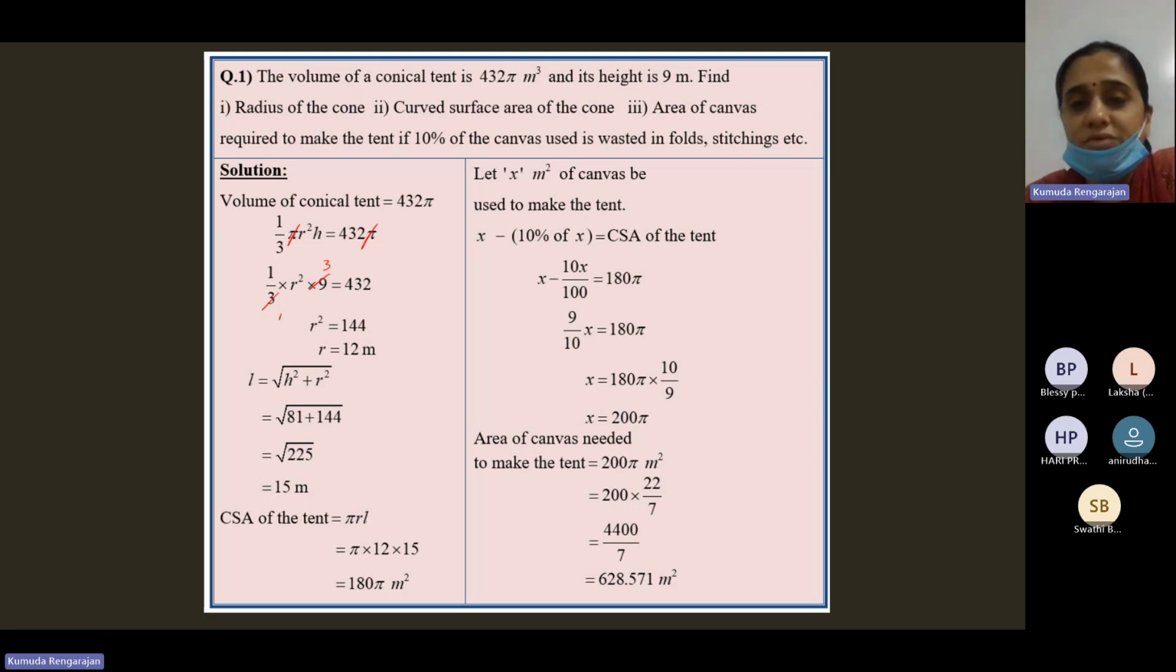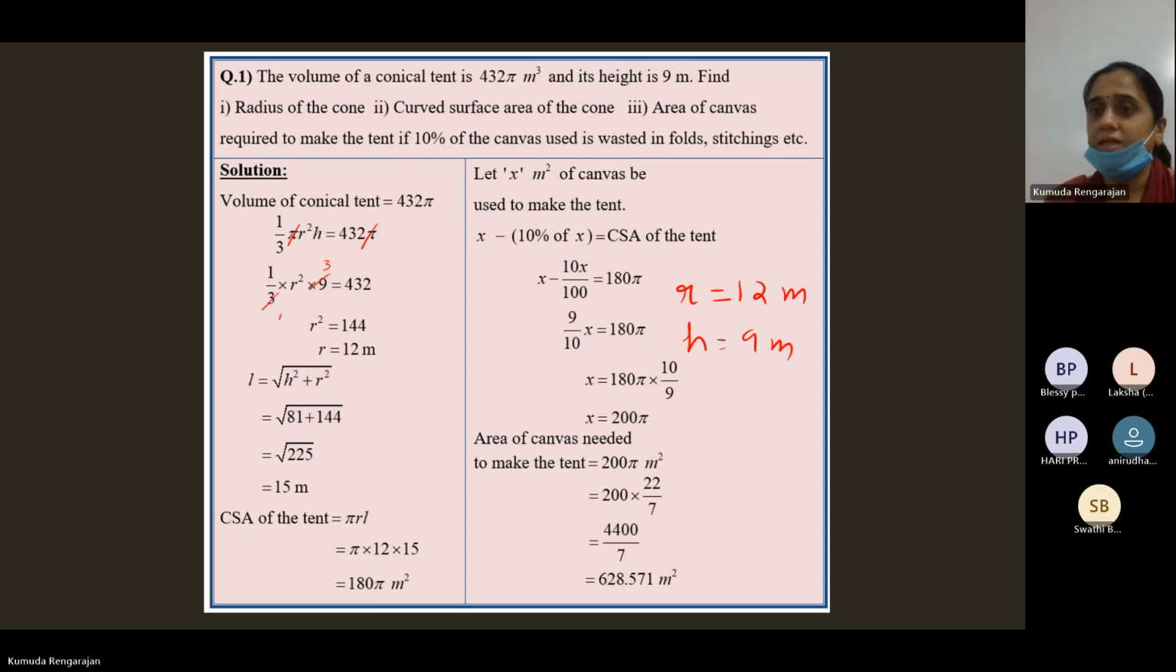So now the third subdivision is: find the area of the canvas required to make the tent if 10% of the canvas used is wasted in folds, stitching, etc. That means now, what is the area of the canvas? Okay, 1 minute. Now the desired radius and height of the cone: the desired radius is 12 meters, and the desired height is 9 meters.